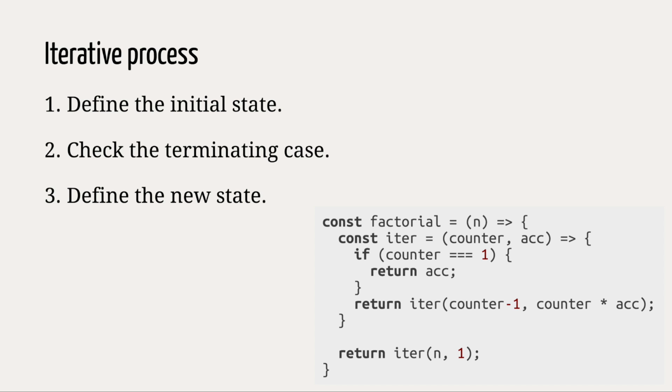3. Define the new state. This is how the process moves along. In our example, we make another iter call with the counter reduced and accumulator multiplied. These two new numbers define the new state. And 4. Repeat step 2. And this thing loops until it hits the terminating case.